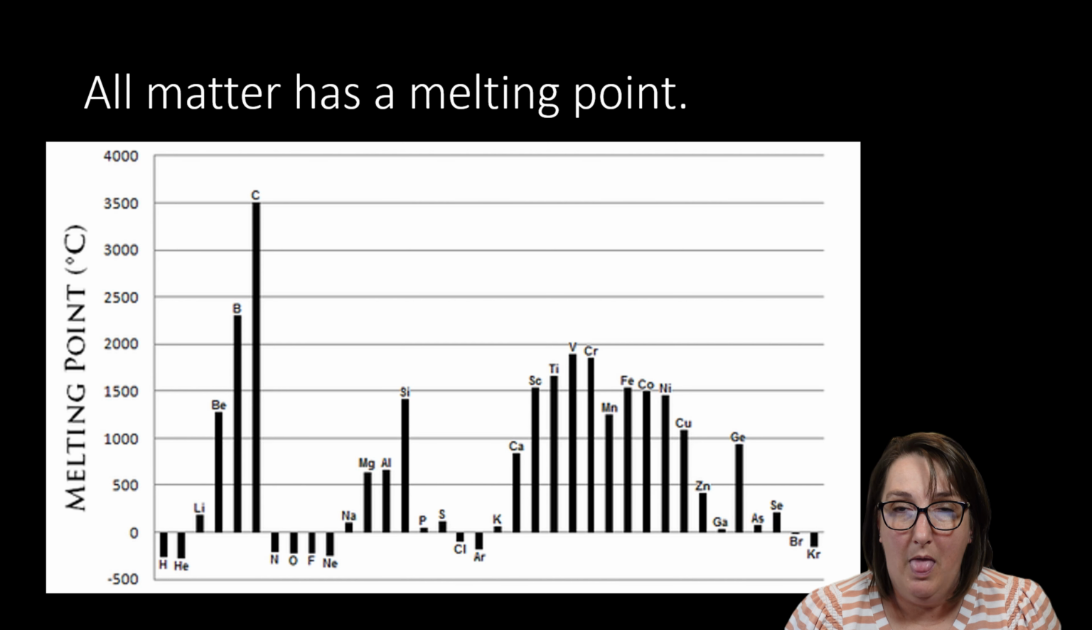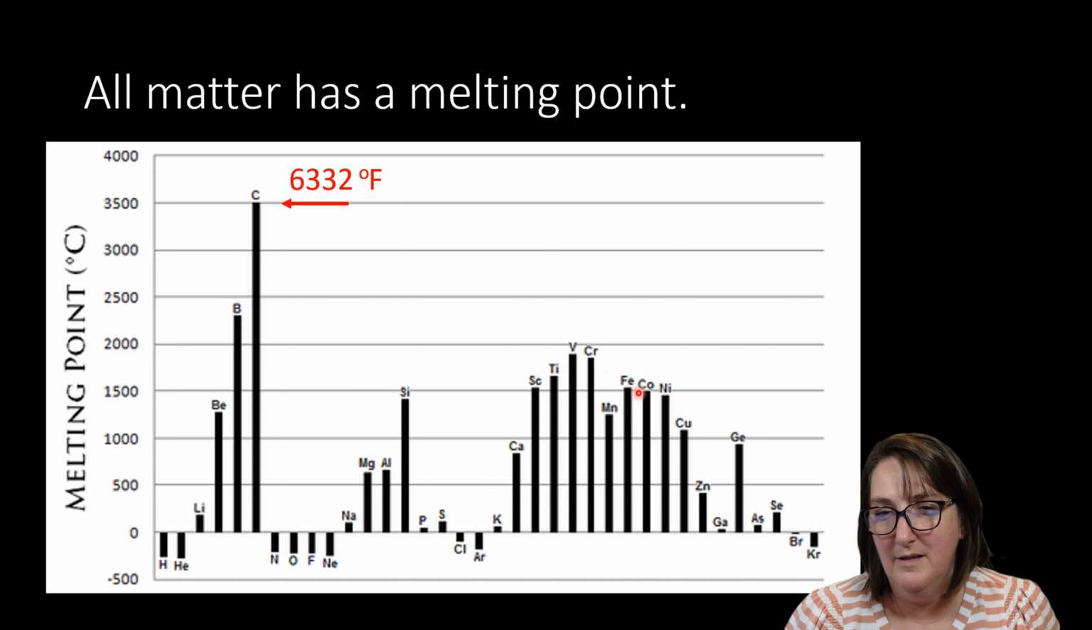All matter has a melting point, and so here we have lithium. Lithium is going to be here, silica is going to be here, and look at carbon. Carbon is way up here, and that's going to be 6,332 degrees Fahrenheit, which is 3,500 degrees Celsius. That's very, very hot. This is the point when you're going to start seeing rocks melt, and magma and all. You got to get super hot to be able to start to break down and melt carbon.